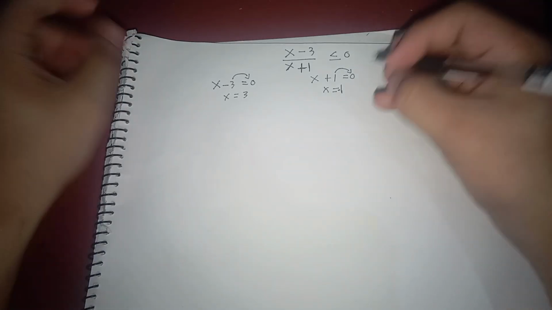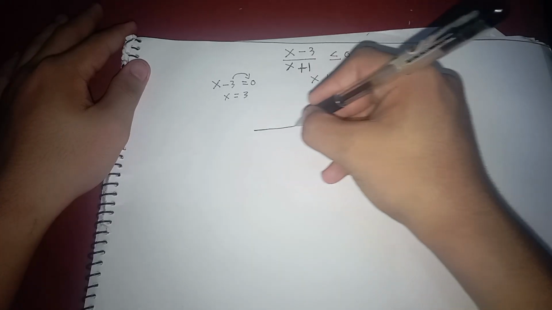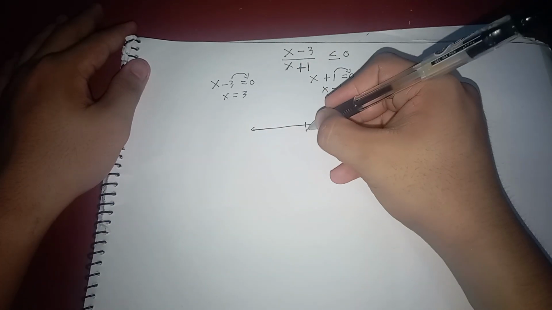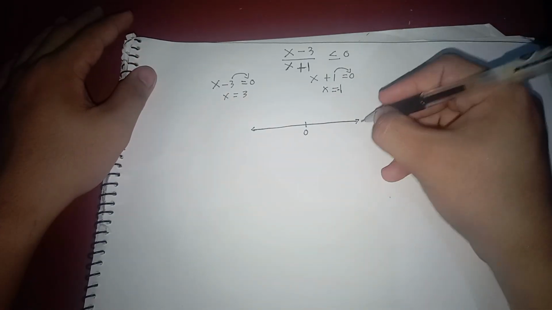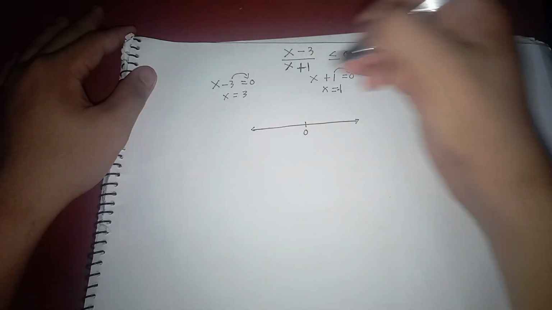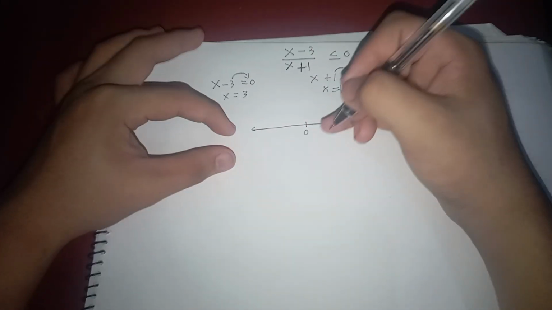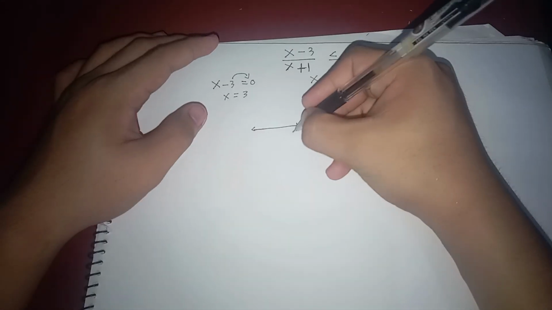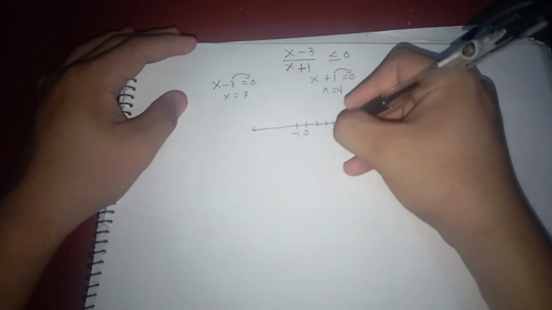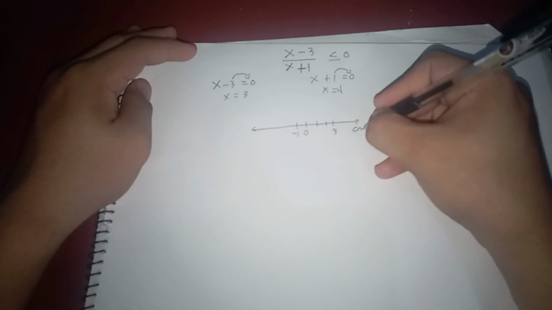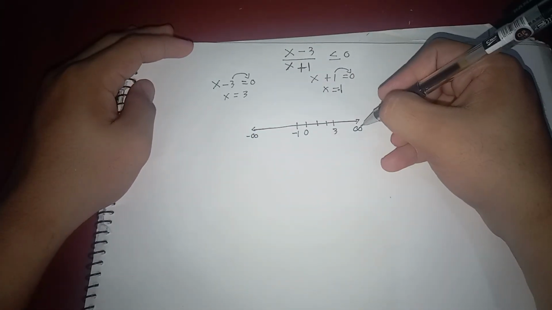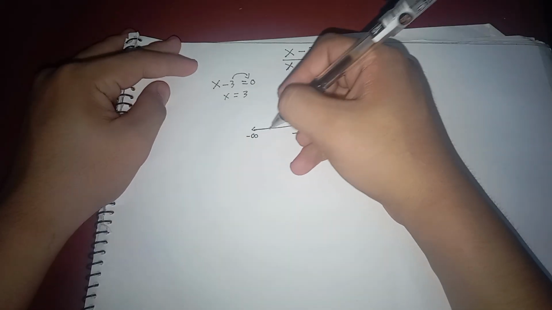Now we're gonna draw a line, it's not a perfect line, with 0 in the middle. Then we're gonna put these two critical values on the line. So negative 1 is here, then number 3 is here. At the end of each line is just gonna be positive infinity and negative infinity.